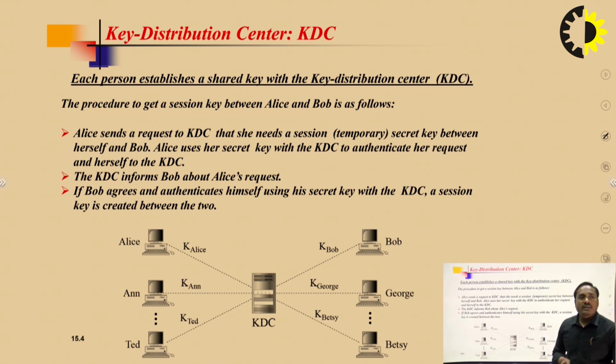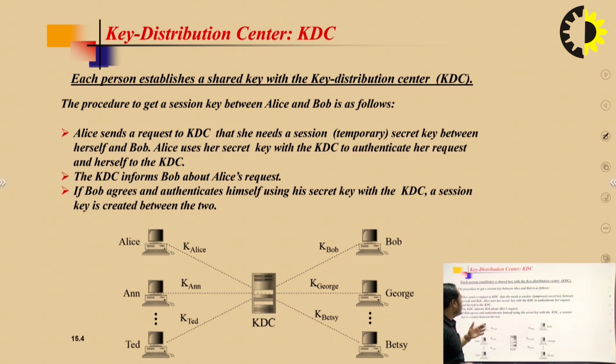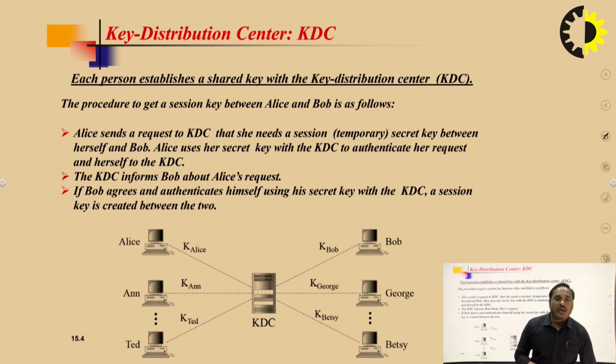Now the second point is that the KDC informs Bob about Alice's request. Alice wants to communicate with Bob, but Alice does not communicate directly with Bob. Alice communicates through the KDC. Her request goes to the KDC, and the KDC passes that request on to Bob, and Bob receives the request. Someone wants to communicate with me, so a session key is generated by the KDC, and after that Bob and Alice can communicate with each other.